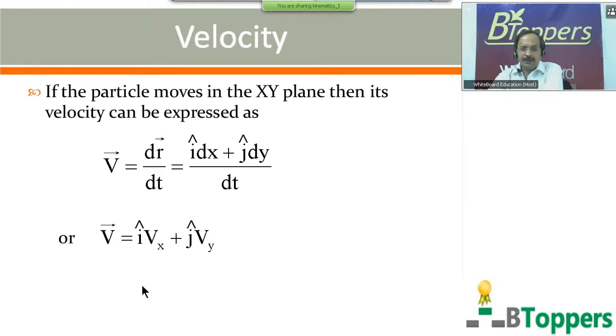Or you can write v bar equal to i cap into vx plus j cap into vy. Of course, it is understood that i cap is the unit vector along the positive x-axis, j cap is the unit vector along the positive y-axis. Here vx equal to dx by dt and vy equal to dy by dt. So vx is the x component of velocity, vy is called the y component of velocity of the particle.